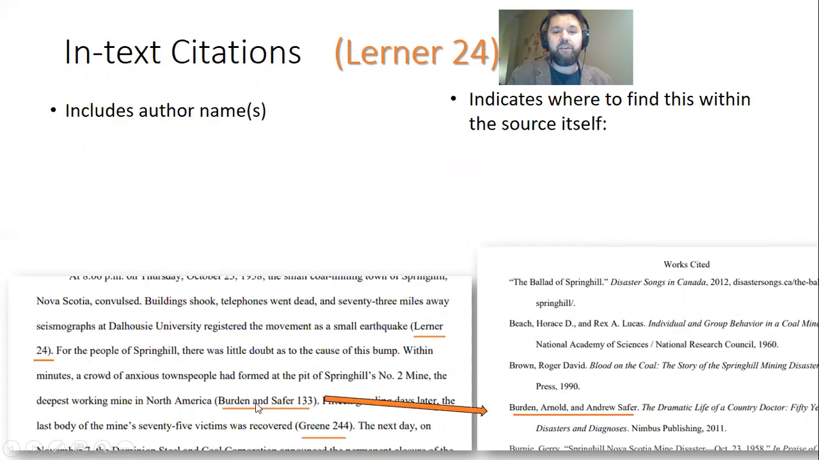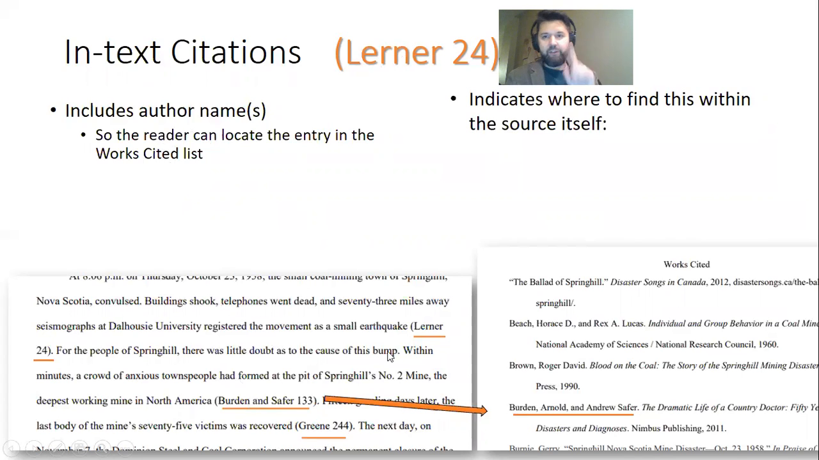So let's take a look at this example. See Burden and Safer 133. That Burden and Safer tells me where I can locate that entry in the works cited list. When I want to find more information about Burden and Safer, let's read this sentence first. Within minutes, a crowd of anxious townspeople had formed at the pit of Spring Hill's number 2 mine, the deepest working mine in North America.